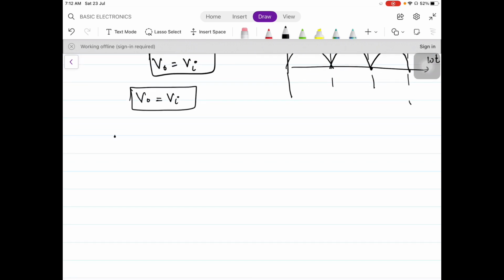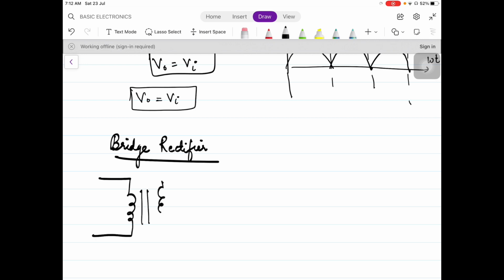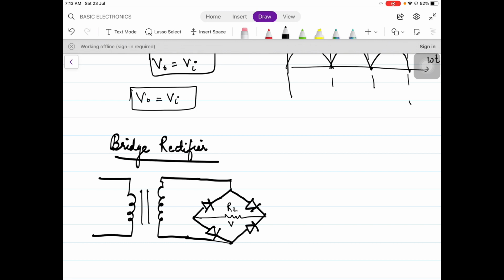Now, the one we prefer most is the bridge rectifier. For the bridge rectifier, again we will draw the transformer, but this time the transformer is ordinary. That means the secondary and primary number of turns are equal. And here we will have 4 diodes. Start connecting them. The direction of the diodes is very, very important to remember. So this is the diagram of the bridge rectifier. We have 4 diodes over here. Again, we draw the input.